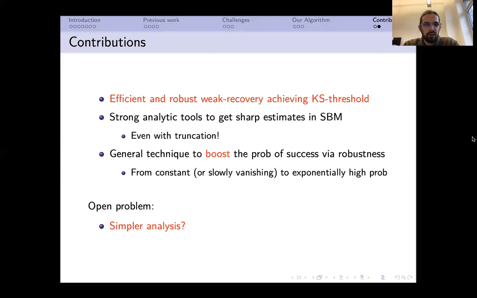Another thing that we did not discuss is that our original algorithm succeeded with low probability. But it turns out that you can use robustness to boost the probability of the algorithm. And this technique appears to be very general. And so I encourage you to look into the paper to read about that. And also let me conclude by saying that it would be nice to have a simpler analysis of the algorithm.